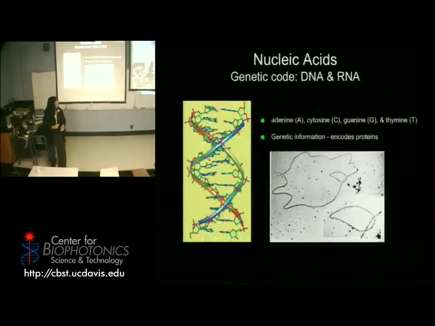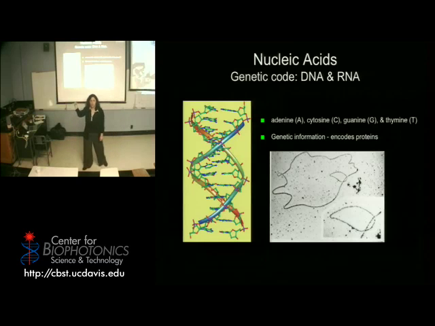Nucleic acids. We have 2 basic types of nucleic acids, the DNA and the RNA. And as you know, the DNA is formed by 4 nucleosides, adenine, cytosine, guanine, and thymidine. DNA contains the genetic information that encodes protein. We're going to go into detail next week. We have a molecular biology class, so this is just a little bit of a refresher.